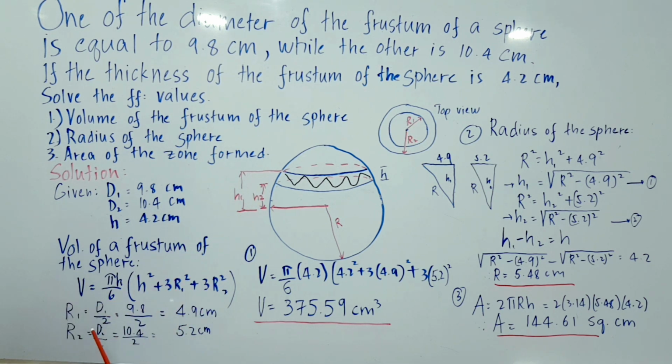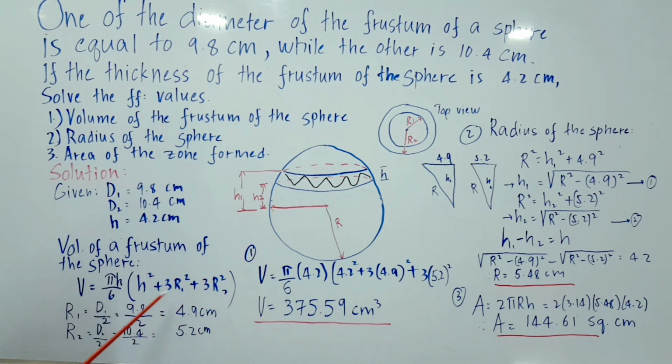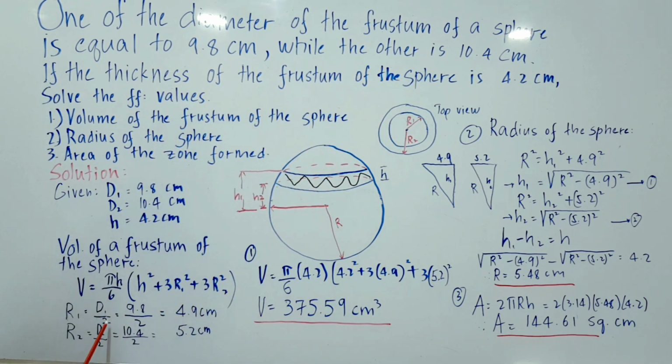Now, because we have the given diameter, the radius will be the diameter divided by 2. Therefore, r1, from here to here, is 9.8 divided by 2, which is 4.9. And the radius of the second one is 10.4 divided by 2, so it will be 5.2 centimeters. Now, substituting all these values in this equation, pi h divided by 6 times h squared plus 3r1 squared plus 3r2 squared.